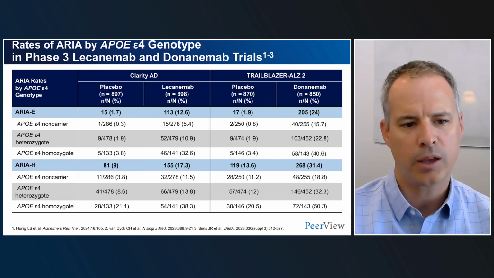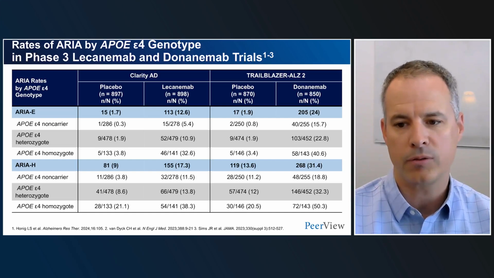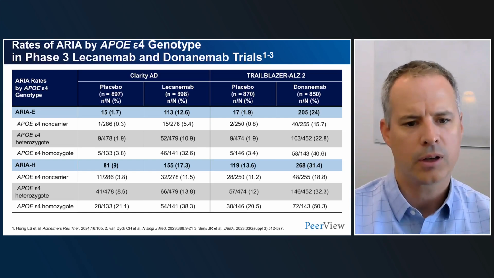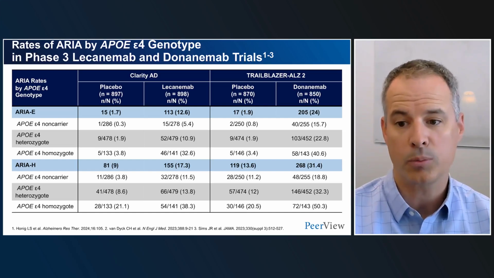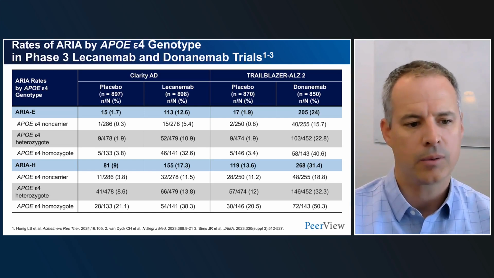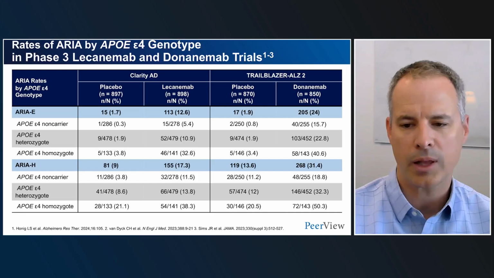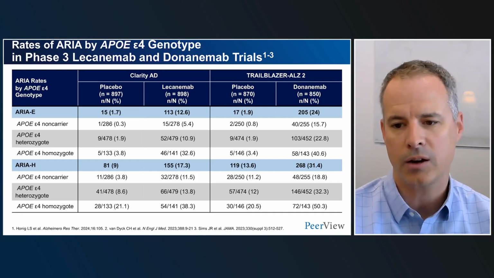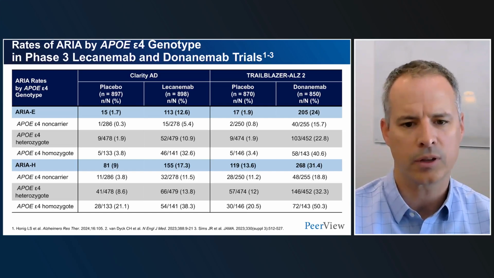You can see in both cases, if you look at ARIA-E, for instance, in the lecanemab data, about 5.4% of non-ApoE4 carriers had ARIA, whereas 32.6% of ApoE4 homozygotes had ARIA-E. And we see the same pattern for ARIA-H in the lecanemab data as it goes from 11.5% in the non-carriers all the way up to 38.3% in patients who have ApoE4 homozygosity.